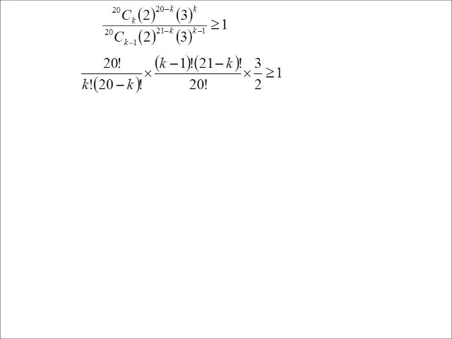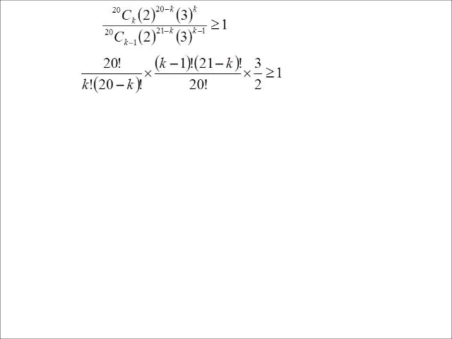And then with the 3's, I've got to the power of k and the power of k minus 1. In this case, power of k would be the bigger one. They would cancel and leave 3 on top. Now I've got to do a similar thing with the factorials. Well, the easy one is the 20 factorial will cancel with the 20 factorial, so that's nice. k minus 1 factorial on the top, k factorial on the bottom.